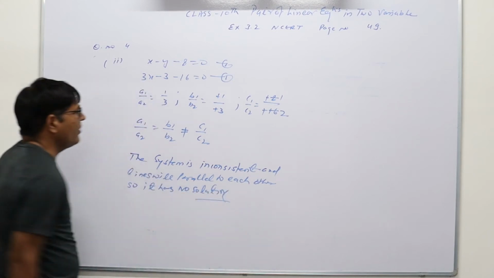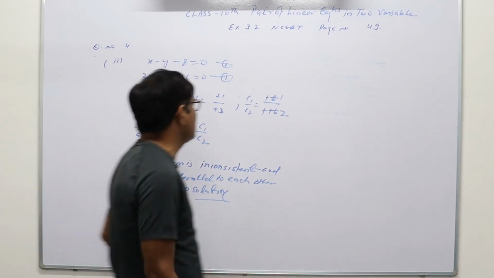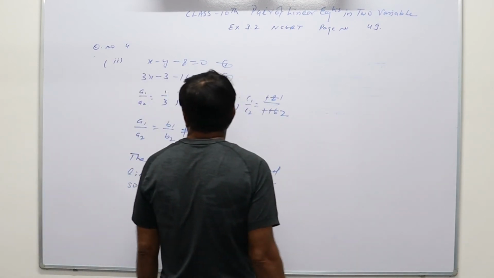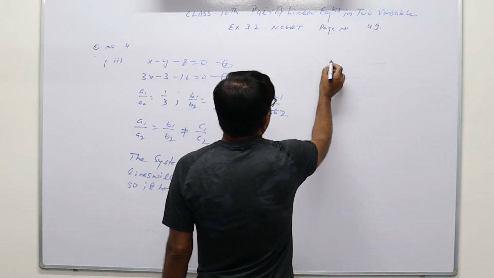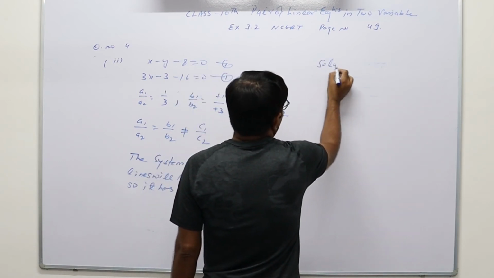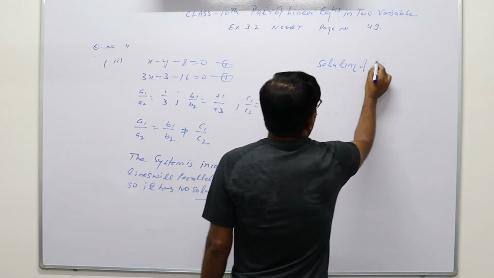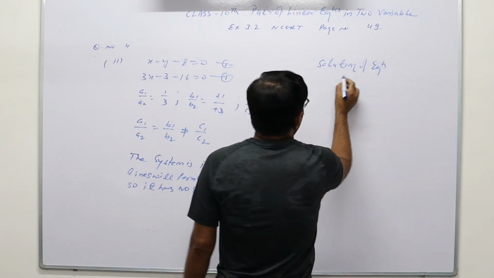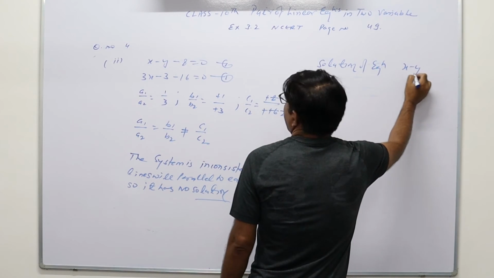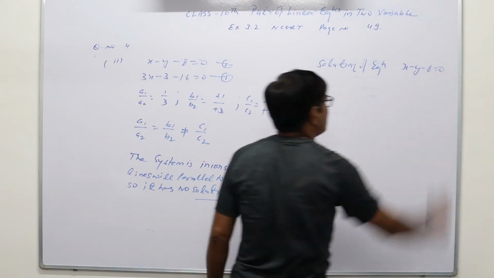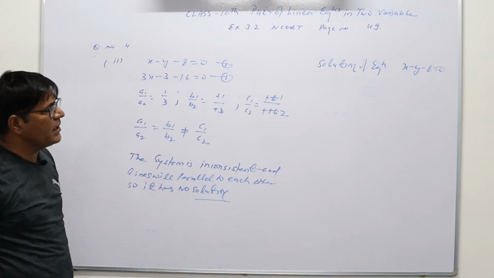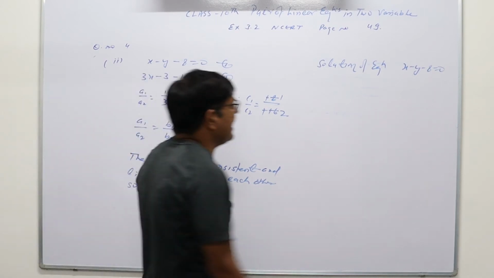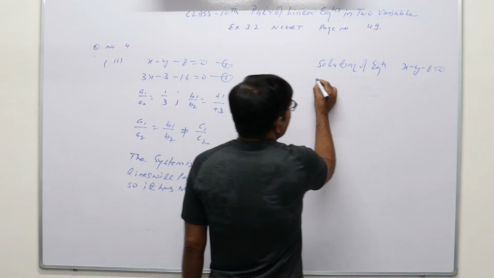Now graphically, how will we solve? So first, for the drawing of the graph, solve the first equation. So the solution of the equation x minus y minus 8 is equal to 0. How will we draw the graph of this equation? So we have to take at least 3 solution sets.